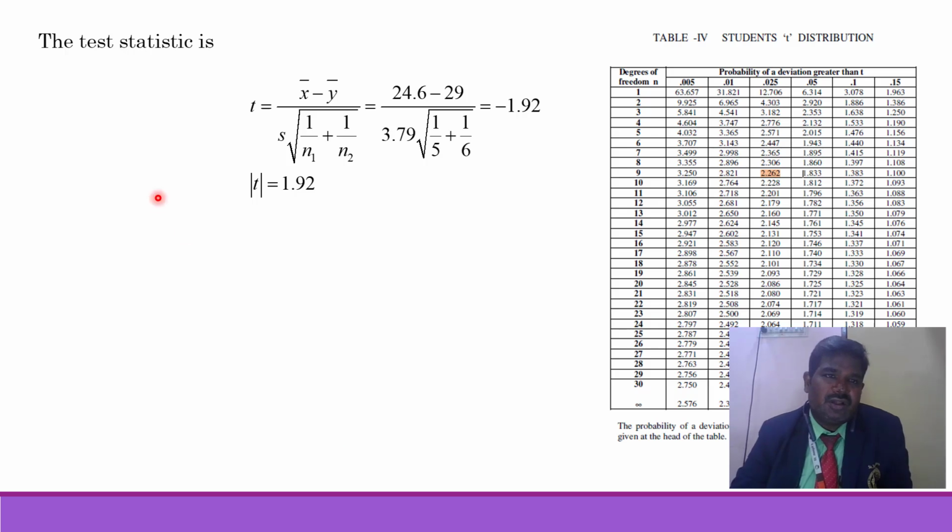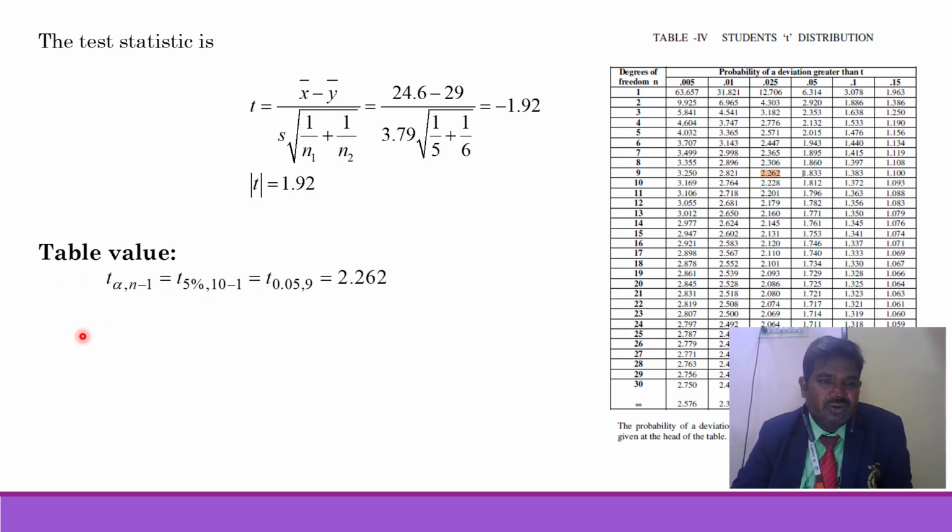Now we can use the formula. t equals x bar minus y bar divided by capital S into root of 1 by n1 plus 1 by n2. The x bar value is 24.6 minus the y bar value 29, divided by capital S value 3.79 into square root of 1 by 5 plus 1 by 6. Simplifying, we get minus 1.92. Taking the absolute value, modulus of t is 1.92.